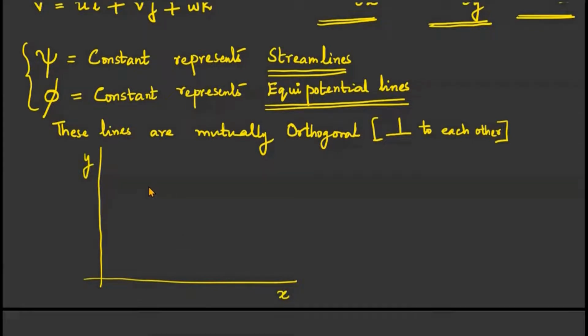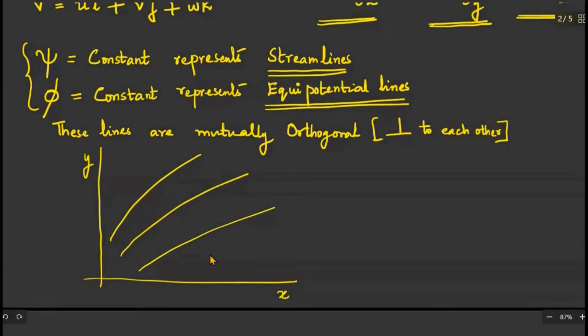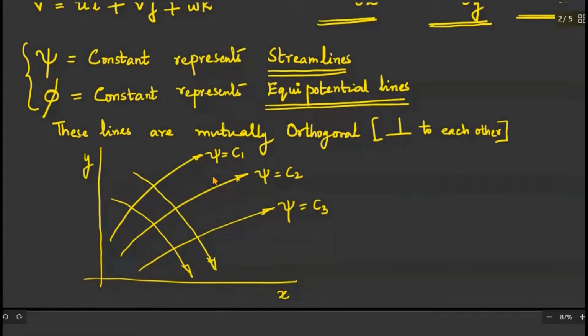a series of streamlines and equipotential lines, these are streamlines, say psi is equal to constant C. Then the equipotential lines, if you draw them in the same flow field, can be represented like this. Okay, so the equipotential lines will be like this.